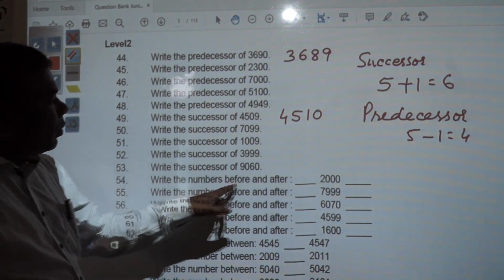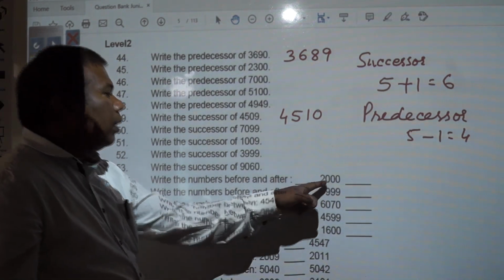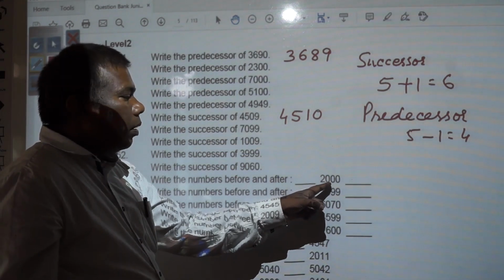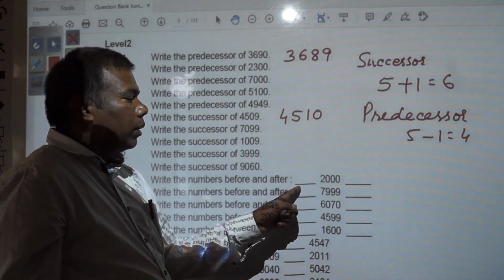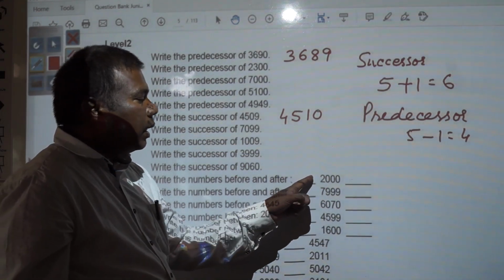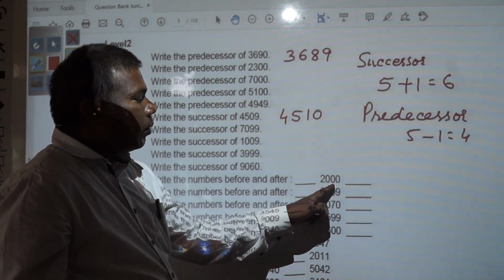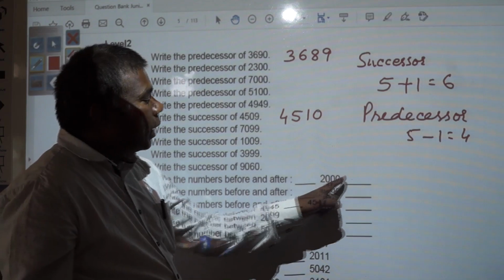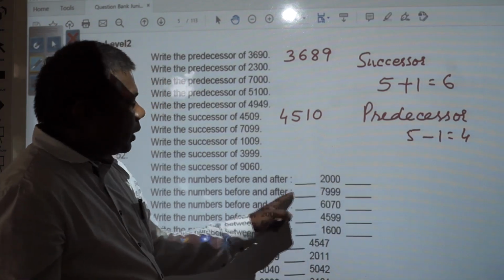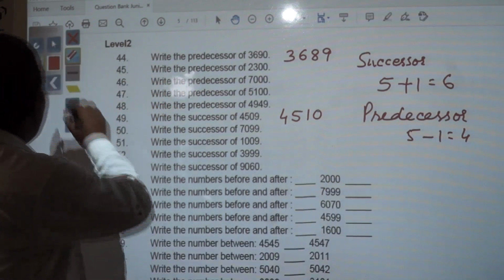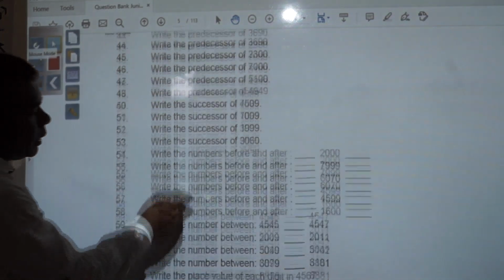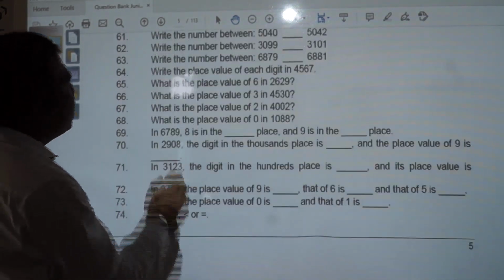Write the number before and after. This is again very easy. What you need to do? Just before 2000, what will come? 1999. After 2000, what will come? 2001. In the same way, just before and after you need to write. Already you have done it in your previous classes. I don't think you will be having any problem.